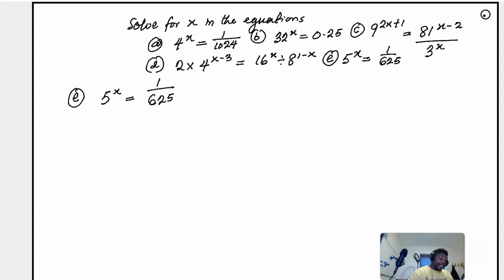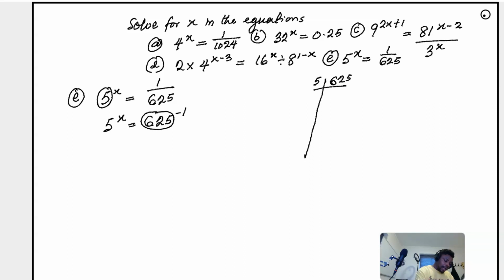Now, question E. 5 raised to x is equal to 1 over 625. 5 is already in its simplest form, so 5 raised to x. Remember, this can still be written as 625 raised to minus 1, based on the rules of indices. Let's take 625 to its simplest form. We've done that before: 5 cubed is 125, 5 squared is 25, 5 to the 1 is 5, and 5 to the 0 is 1.